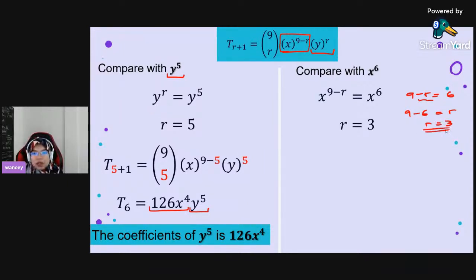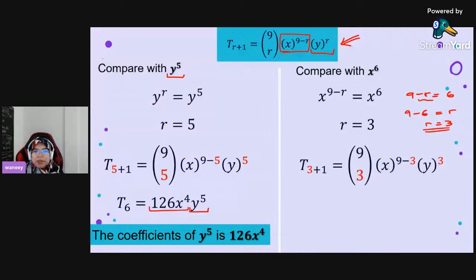Once you know the value of r, go back to the general term formula above and substitute the value of r with 3. So T3 plus 1 is 9C3, x to the power of 9 minus 3, y to the power of 3. We simply follow the formula. Then use your calculator to find out what is 9C3. So T4 is 84 x to the power of 6, y to the power of 3.